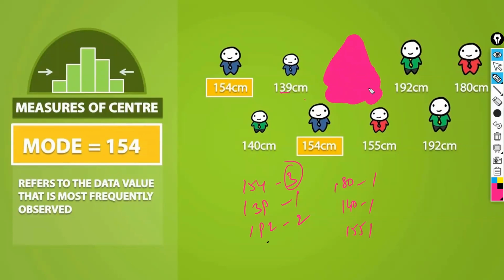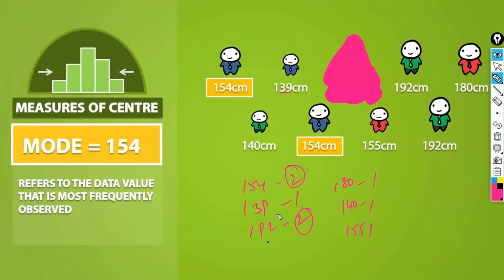Without seeing this number, now again tell me the same answer. Now, how many times is 154 repeated? 2 times. 139, 1 time. 192, 1 time. 180, 1 time. 140, 1 time. 151, 1 time. Now here, 154 was repeated 2 times. 192 also repeated 2 times. Both of them 2 times.